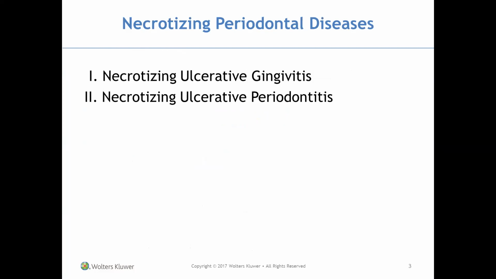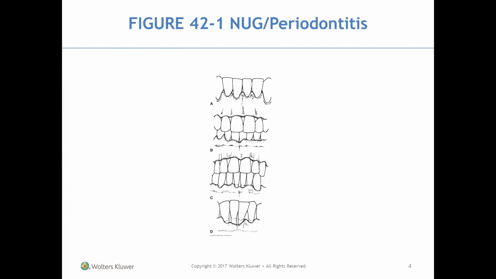As you know, you've got necrotizing ulcerative gingivitis as well as necrotizing ulcerative periodontitis. Now you have to have one before you can get the other. They are all part of the necrotizing diseases. The NUG as well as the periodontitis is just as gingivitis and periodontitis is. One has attachment loss and one doesn't.